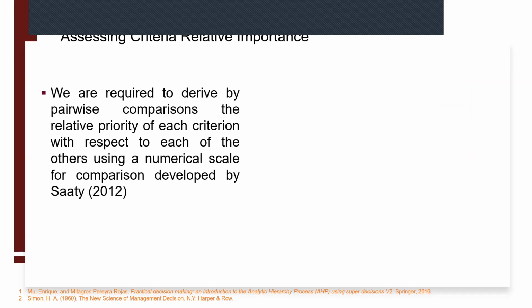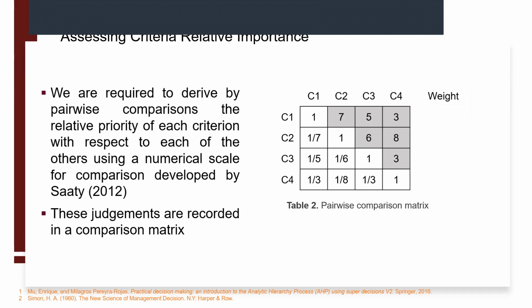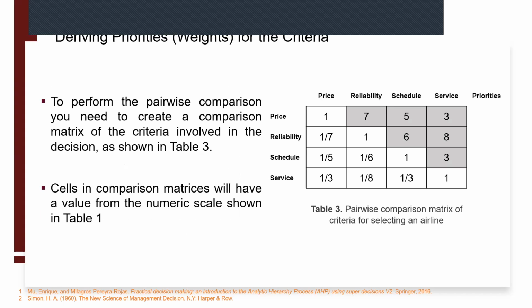And then assessing criteria of relative importance. We are required to derive pairwise comparison. So as an example, this is the 4 by 4 pairwise comparison matrix. So you have the value there, but I haven't specified. I just want to show how the matrix looks. And then to do the pairwise comparison itself, we have to use the table. So now in this table, you can see, for both the horizontal and vertical axis, I have price, reliability, schedule, and in-flight service, with price on the other side.